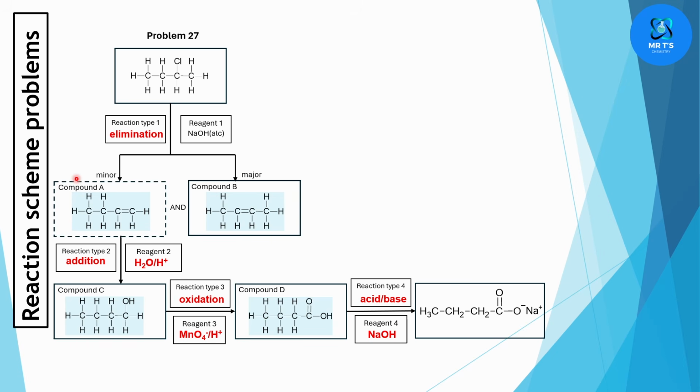Now I just clicked here on my video, but you might have noticed that when compound A went to compound C, it's an addition reaction. We have added an OH and an H to this molecule. This is actually a minor product. I should have written this down here. And this is the end of our reaction scheme. I hope that all went well. And look out for the next video.